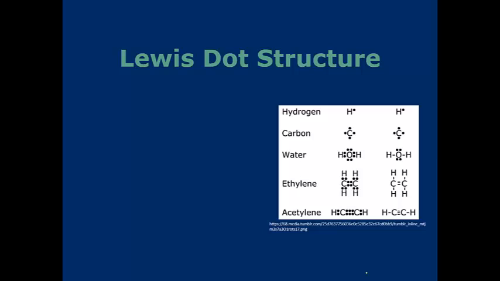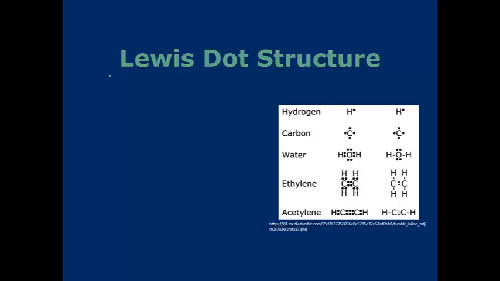I drew a couple of these already, but let's talk about what a Lewis dot structure is. There's some examples below. You take the number of valence electrons for each species, add them up, and put them together. So if we were to do an example, let's do hydrogen cyanide.